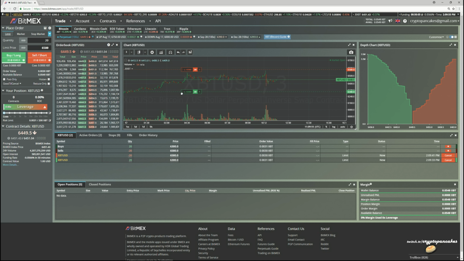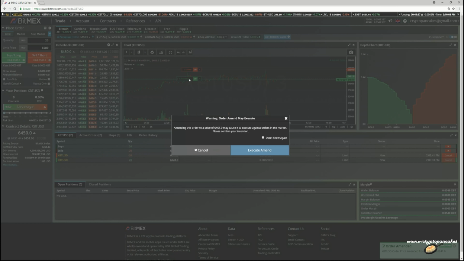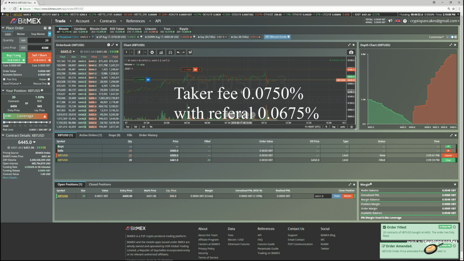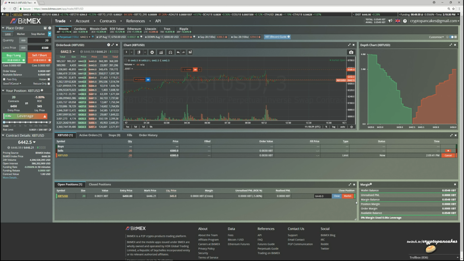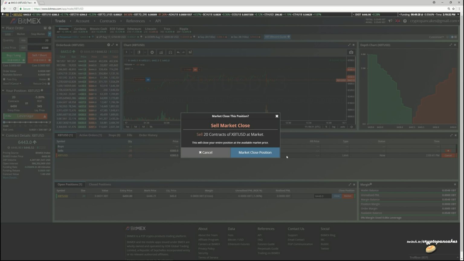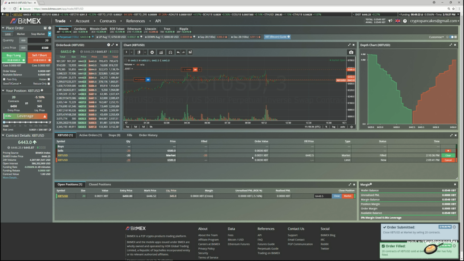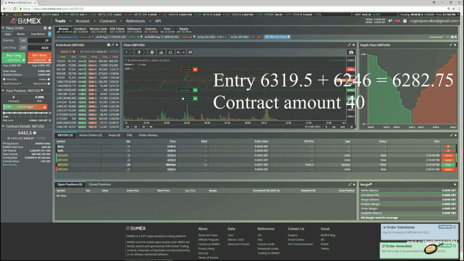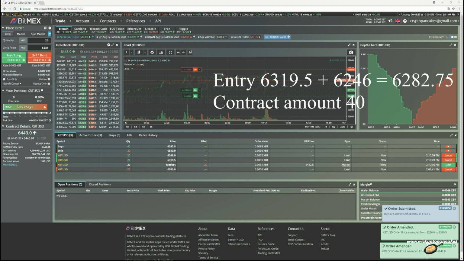If you want to change the price of an existing order, you can simply drag it up or down. If you will drag your buy order above the price, it will execute a market order, for which you will pay a taker fee. If you want to close your position immediately, you can do so by executing a market order or simply pressing a market close. In case you have a couple of different buy or sell orders placed at different price levels, if all orders will be executed, your entry will be the average of all the orders.